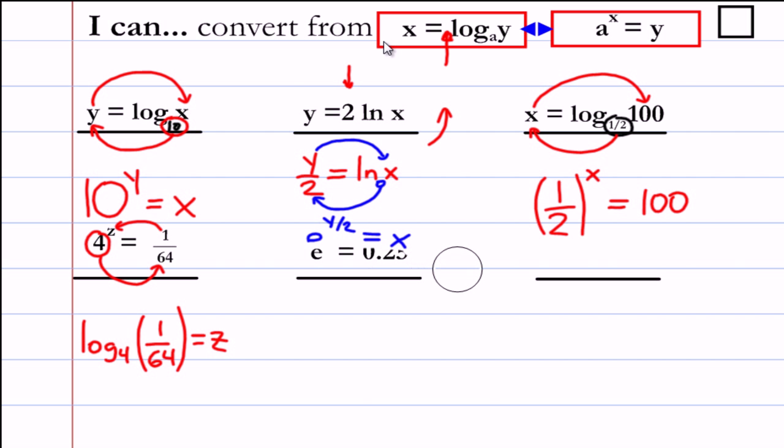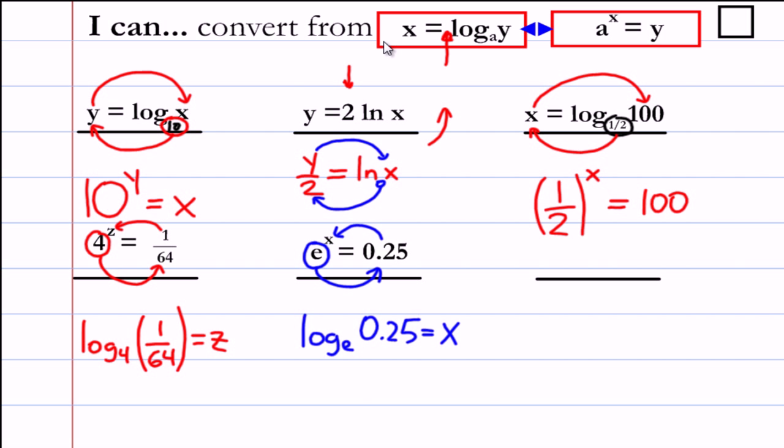Another example, just erase there. e to the x equals 0.25. Again, we start with the base, go across the equation sign to pick up its neighbor in log form. So log base e of 0.25, and then come back for the exponent. Okay, so we can just write this as ln of 0.25 equals x.